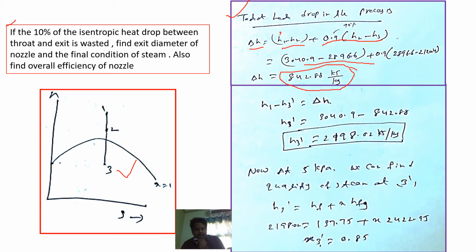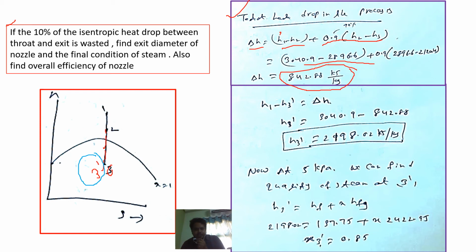Now just assume that if there is a drop, the line would end at some point 3 dash. Without heat drop, the point is 3. But in the problem they have given there is a drop. So we have taken a new point, that is 3 dash. Now at 3 dash we have to find the enthalpy, dryness fraction, and also the exit diameter of the nozzle. Now let us see one by one.